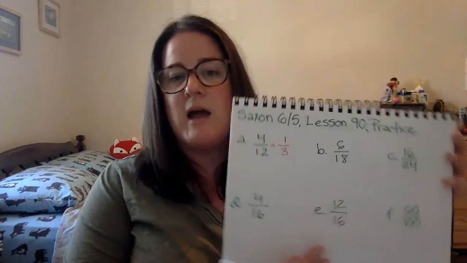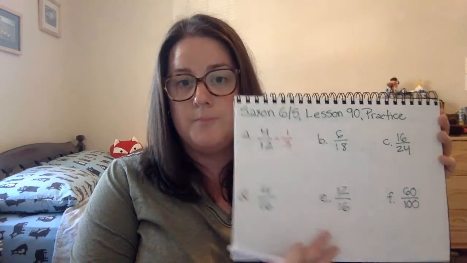So, our practice is on page 469. We're starting with A. So, we're going to reduce some fractions. Our first fraction is 4/12. All right, the greatest common factor between 4 and 12 is 4. So 4 divided by 4 is 1. 12 divided by 4 is 3. Our fraction reduces to 1/3.